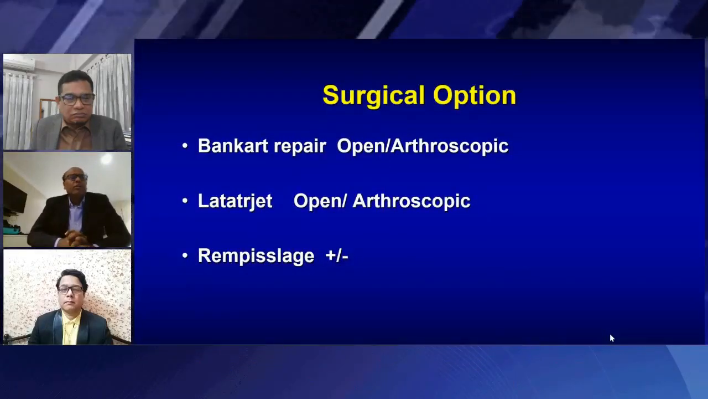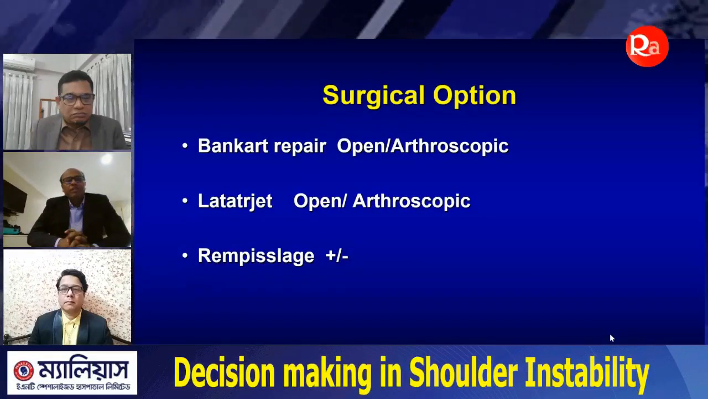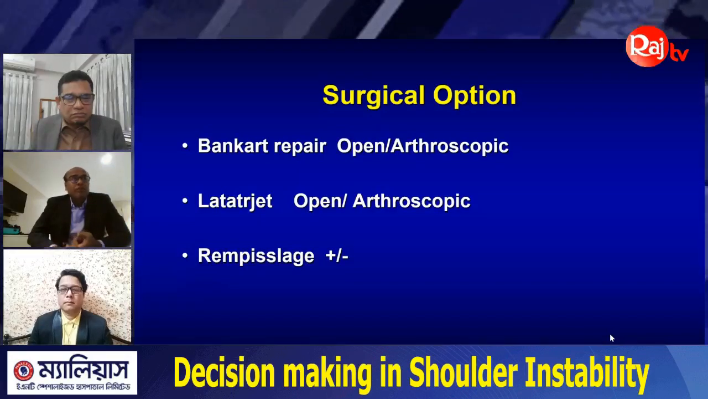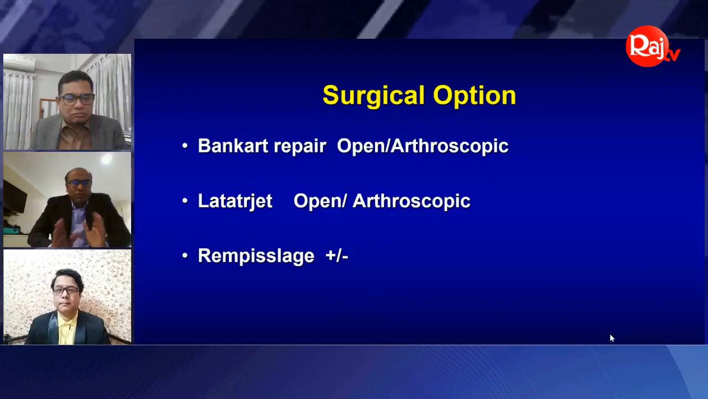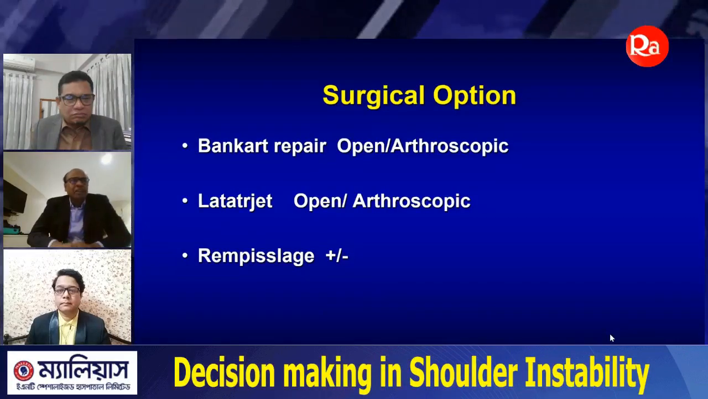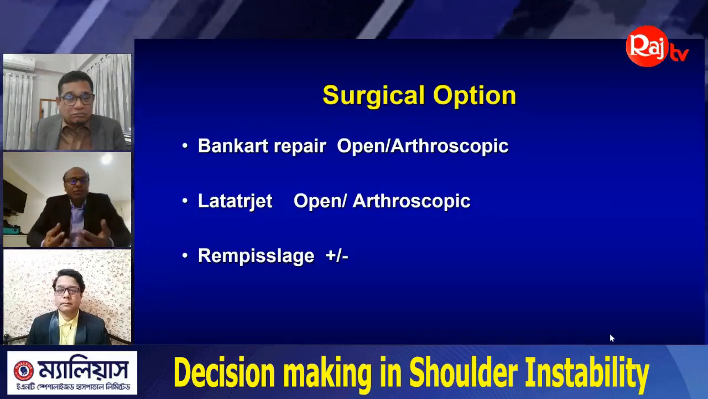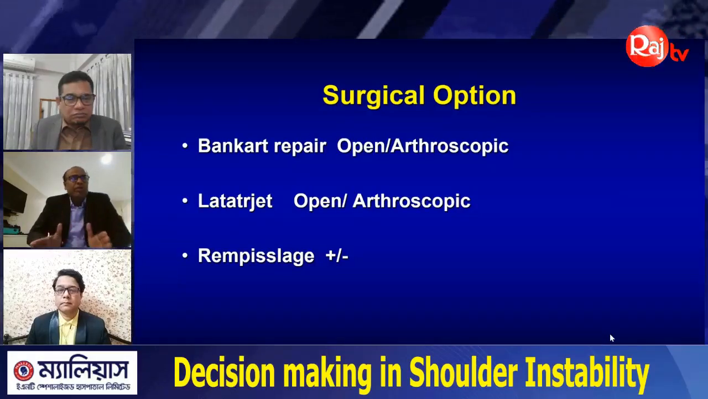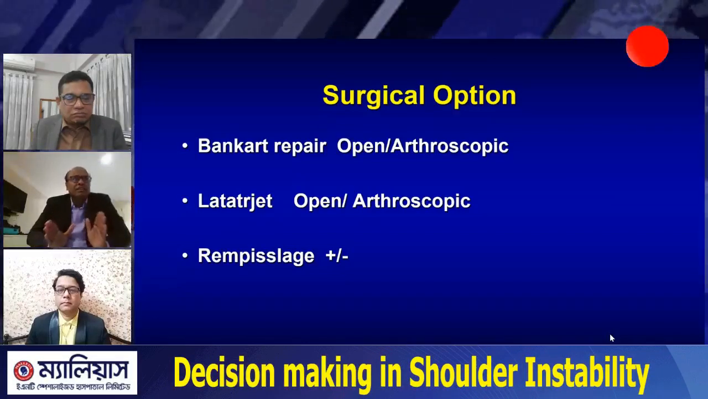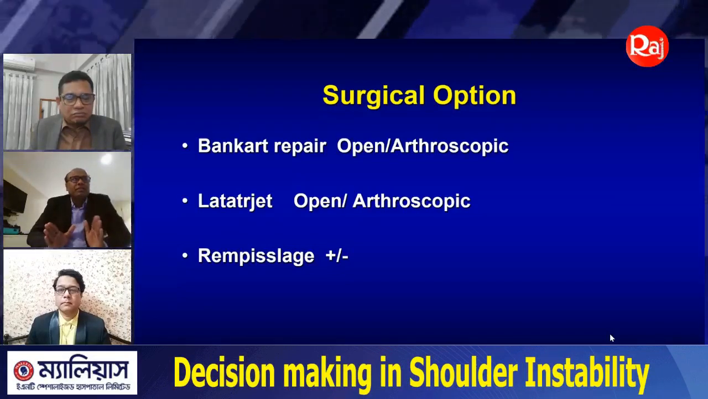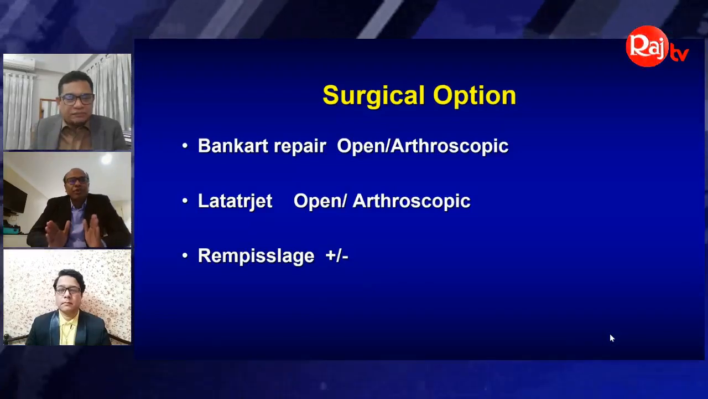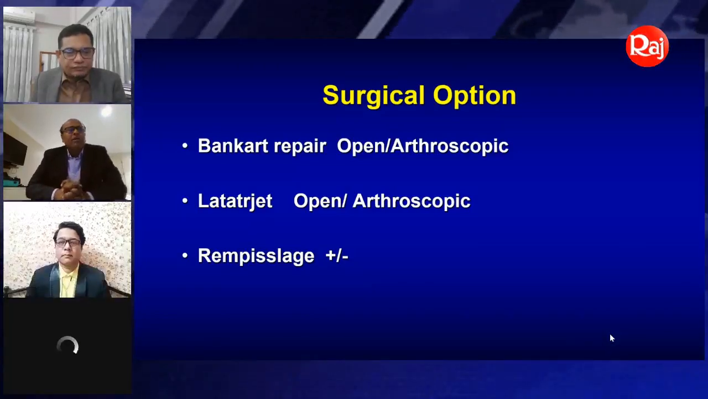If you see the surgical options, normally we have three surgical options. The Bankart repair, which is a soft tissue repair. Some people try to do it open and arthroscopically. As an arthroscopy surgeon, we try to do it arthroscopically. But if you do it open also, the results are quite good. The only thing is the scarring, and sometimes the pain in the shoulder, and some amount of limitation of movement is there when you do an open Bankart repair.